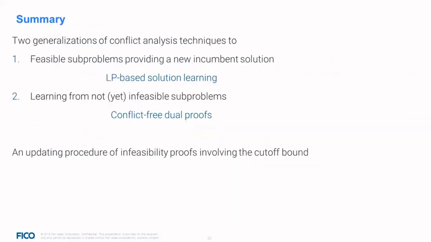To summarize, we introduced the idea to learn from MIP subproblems that are either feasible in that they provide a new incumbent, or at least not yet infeasible. To this end, we presented two new learning strategies, conflict-free learning and LP-based solution learning. We further showed that both of them can help to improve the performance of a MIP solver as an extension of the traditional dual-proof learning scheme.